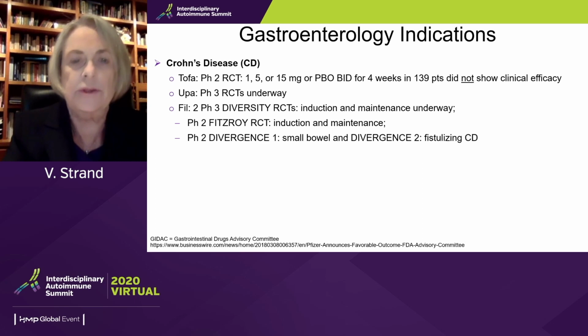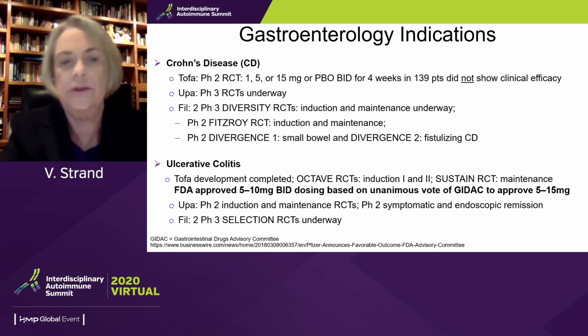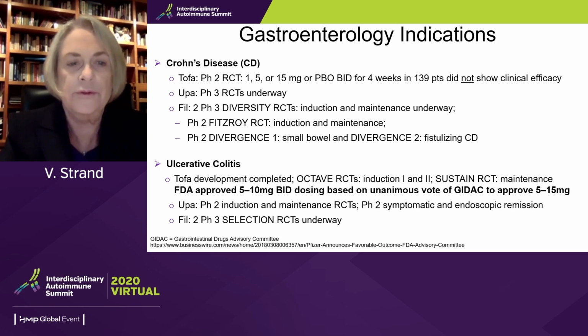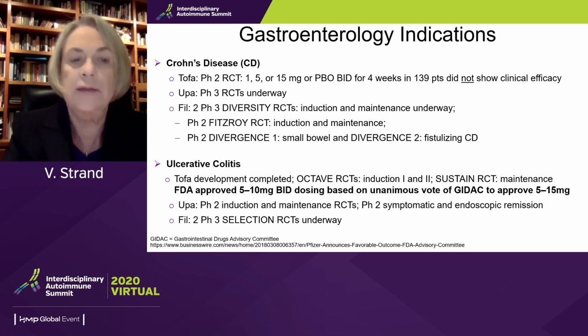And ulcerative colitis, of course, tofacitinib was approved based on the OCTAVE development program. And essentially, the doses of 5 to 10 milligrams BID were approved based on the GI Digestive Disease Advisory Committee advice to the FDA. However, since the concerns about safety with VTEs, the FDA has stated that you can only use this dose in patients who have refractory ulcerative colitis and have not responded to any other available therapy. Again, development programs with upadacitinib and filgotinib are underway.